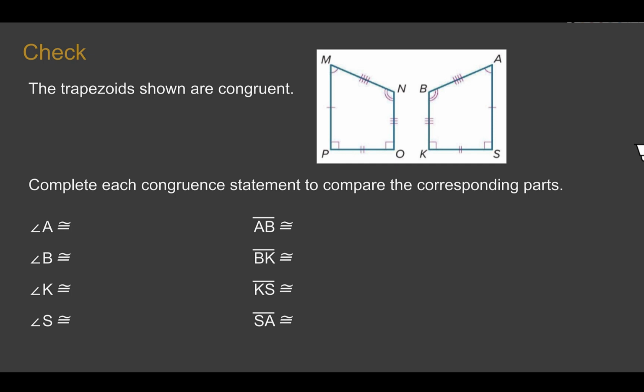Check your understanding. The trapezoids shown are congruent. Complete each congruence statement to compare the corresponding parts. Pause the video now and complete the check.